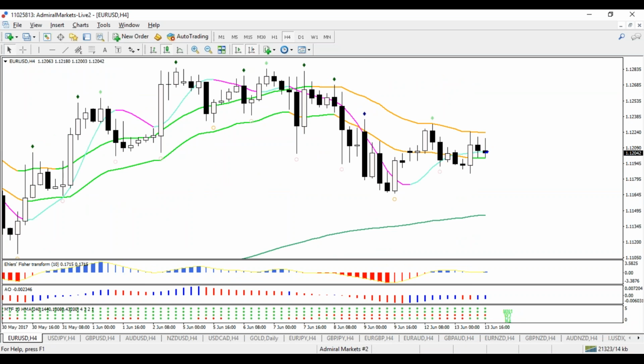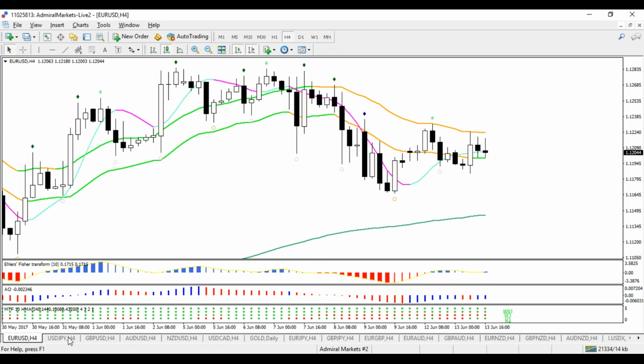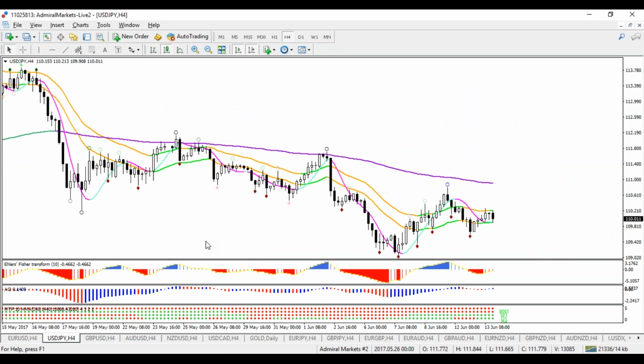Hence, this upside is risky to trade because it could be just a correction, a deeper correction before a larger downtrend starts. Let's take a look at the dollar yen.